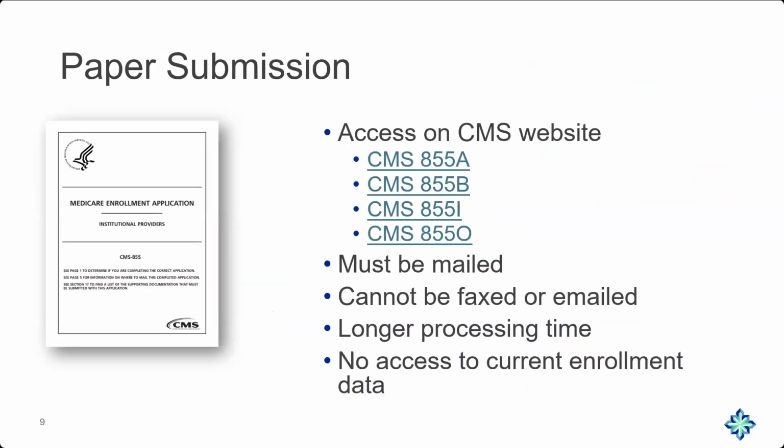There is a paper option, and this is going to be a paper application that is available on CMS's website, and I have included links. It's the 855A, B, I, and O, and we're going to go through each of those here in a minute. But once you identify the application, you will need to go out and complete it. It is a PDF template. From there, it will be printed and it has to be signed. Then it does have to be mailed. As I said, it cannot be faxed, it cannot be emailed, and these do typically have a longer processing time.